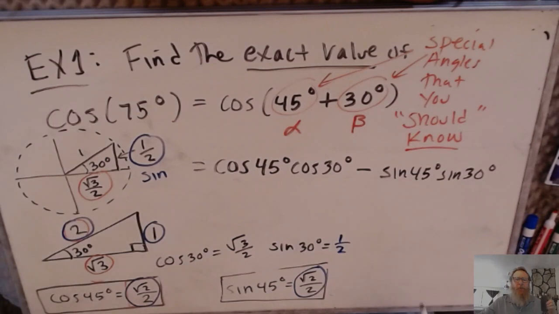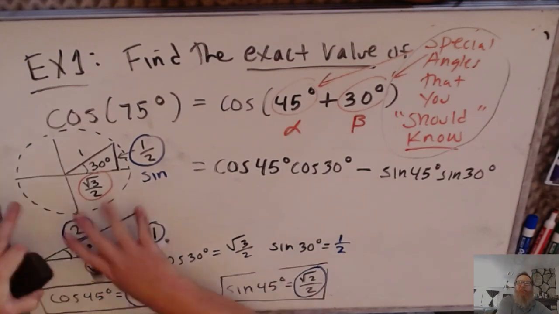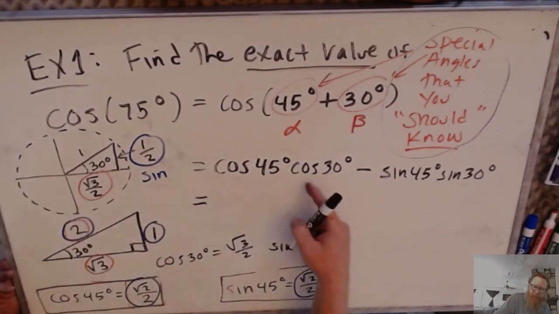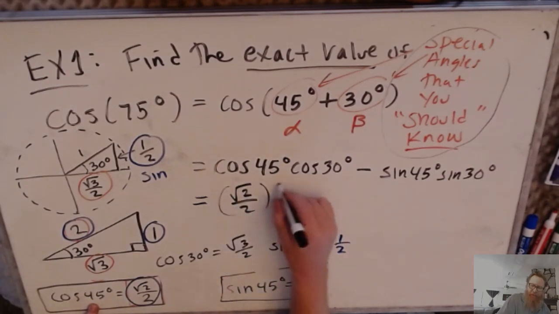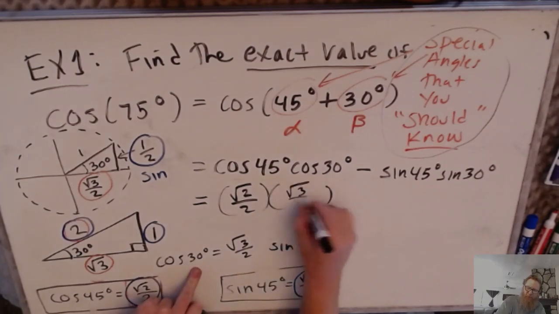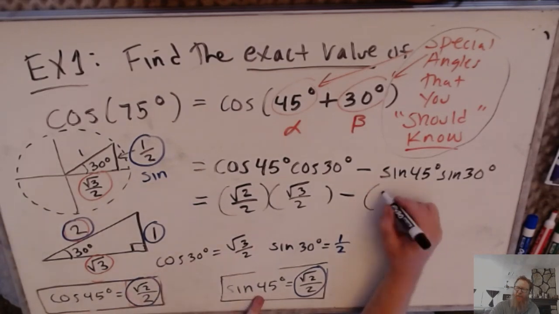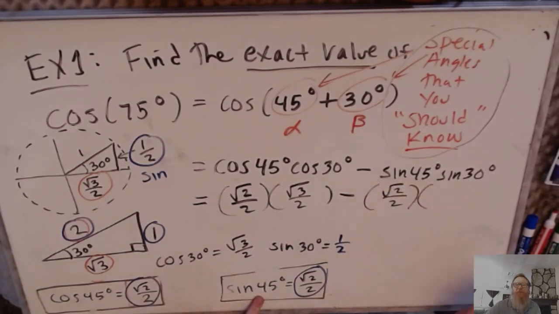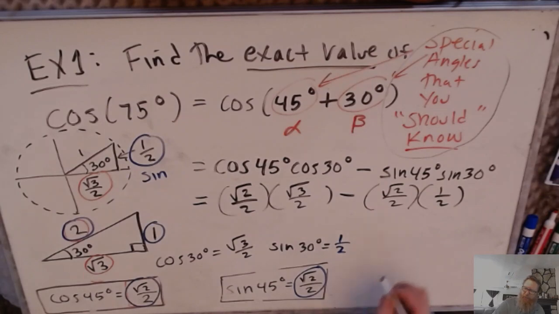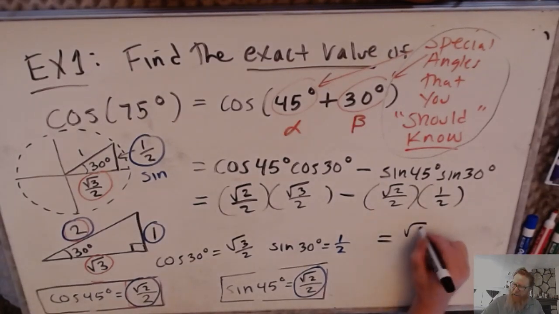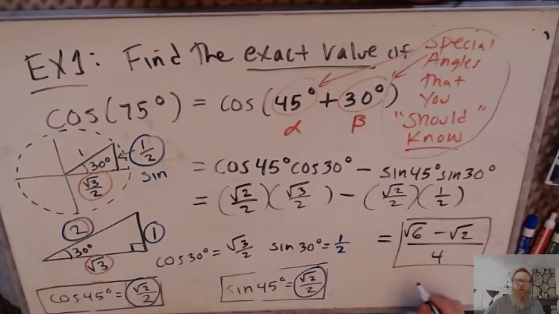Okay, we're ready to finish the problem. If you already had your 45s and your 30s memorized, well then you could have fast forwarded all of that and just jumped right to here. So cosine of 45, that's root 2 over 2. Cosine of 30, that's root 3 over 2. Sine of 45 is also root 2 over 2. And then sine of 30 is 1/2. So your final answer is radical 6 minus radical 2 all over 4. And that's your answer.